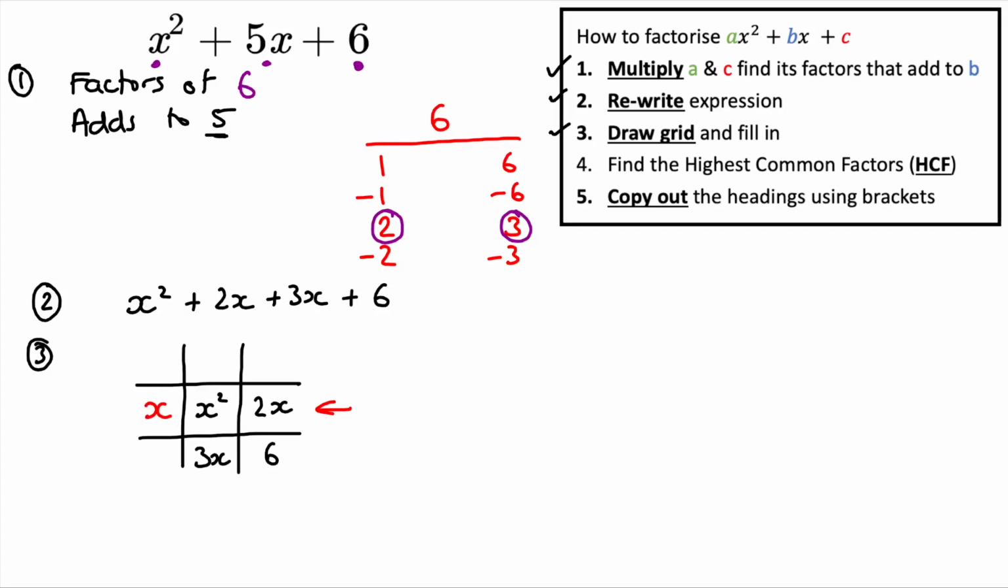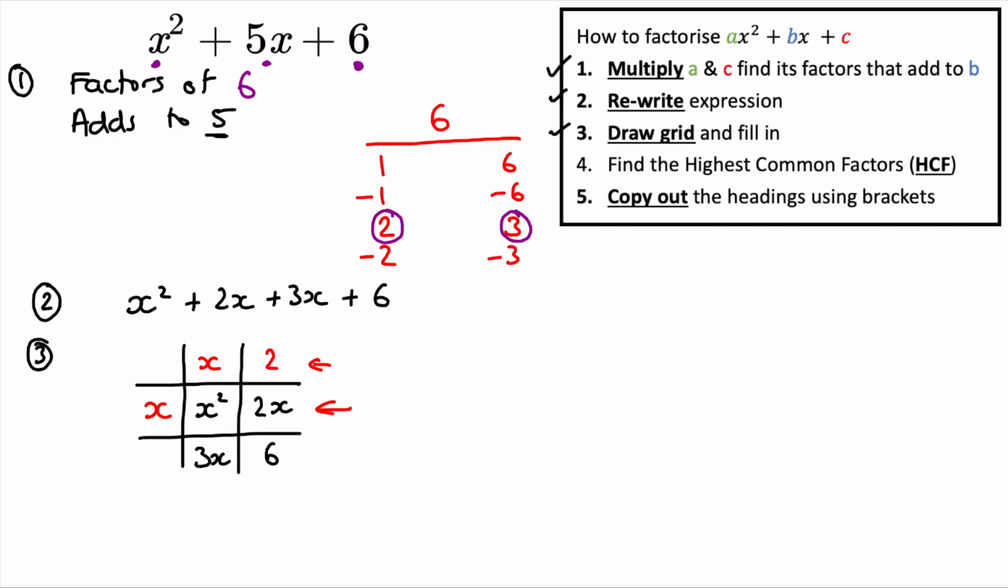And then I think, what do I need to multiply by x to get to x squared? I'm going to put x there. Then I'm going to look over in this top right hand corner. I need to think, what do I need to multiply the x by on that row to get to 2x? So x multiplied by the 2 gives me 2x.